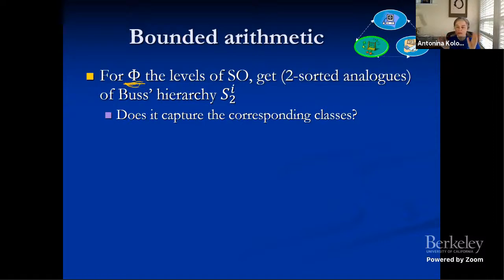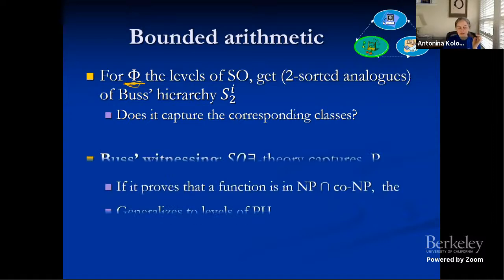existential second order, and here I'm treating the second order objects in the descriptive complexity setting just as strings in the bounded arithmetic setting, but this really doesn't matter, the translation is pretty direct. So if you take existential second order, you get the logic for NP predicates. And if you make a theory out of existential second order, you make a theory that can talk about things definable by NP predicates. And in particular, you directly get two-sorted analogs of Buss's hierarchy S2.